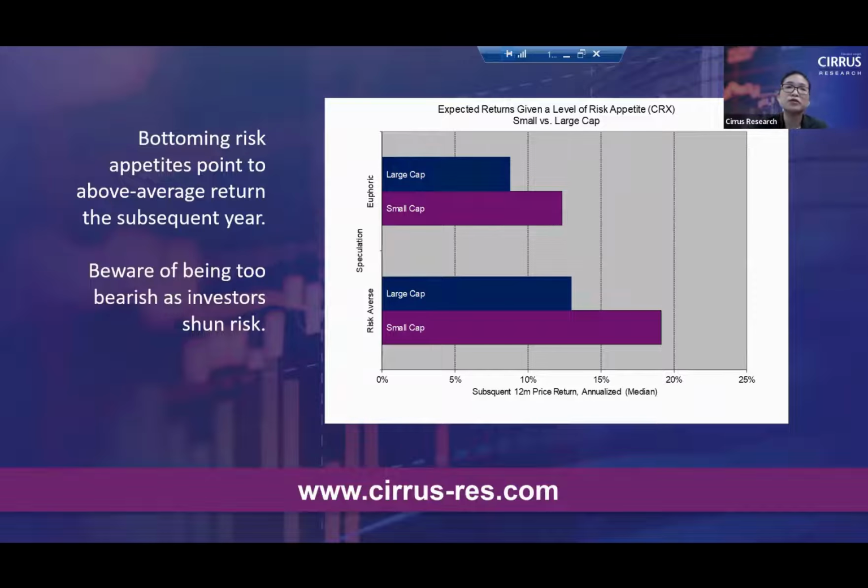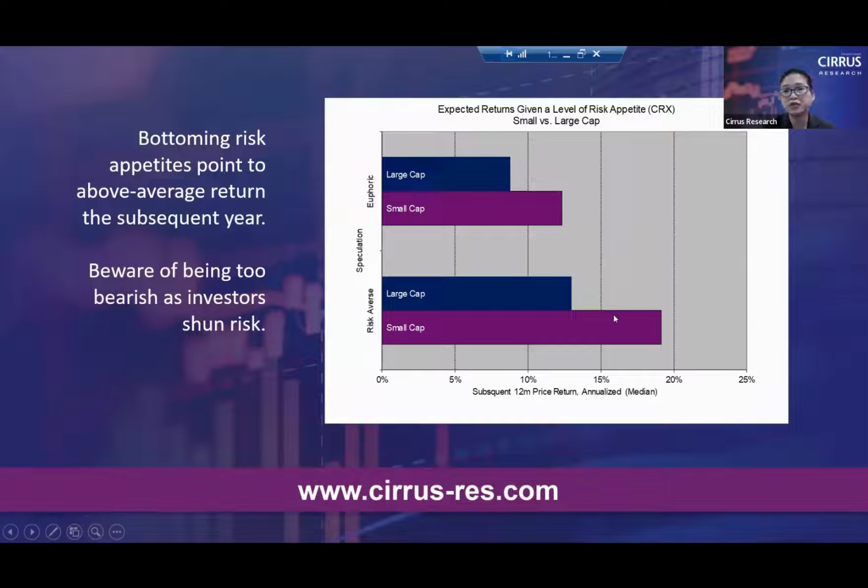So moving on to implications, when the market is very risk averse, which is the case right now, that's when we see a stronger market to come. On the flip side, when you see that risk taking is very high, we tend to see weaker markets to follow. So you'll see this illustrated in this chart here. Where we are currently is the bottoming of risk appetites, which is in this area.